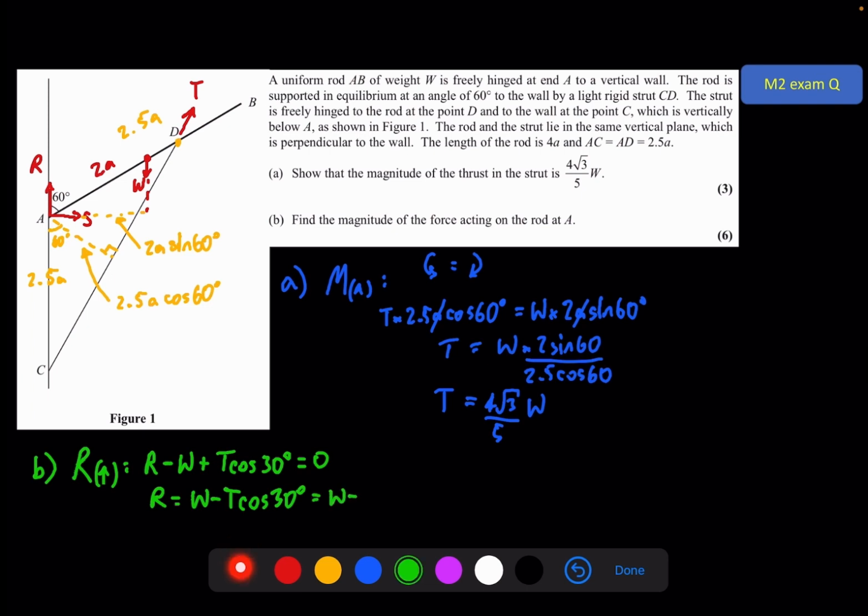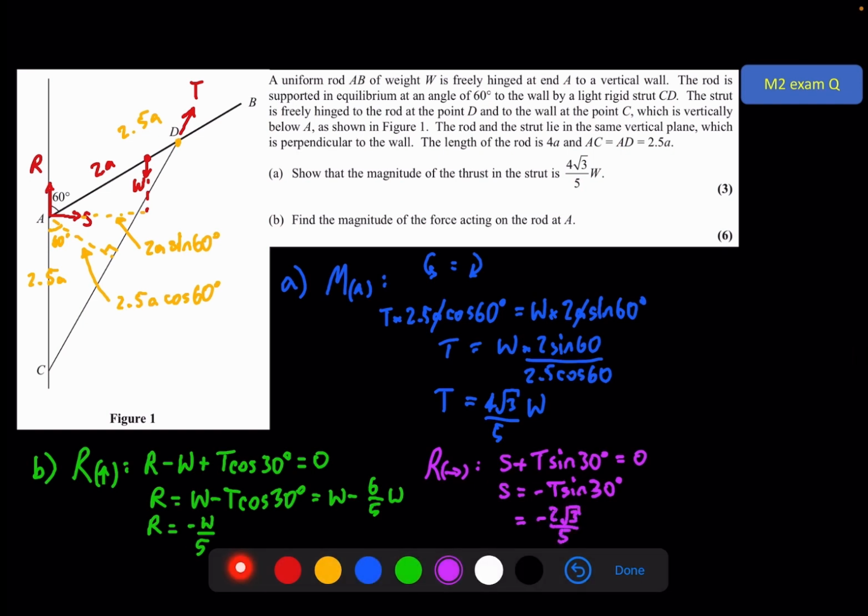So that becomes W minus 6 over 5W, which tells you that I also had R in the wrong direction. Minus W over 5. Interesting. So R should have been this direction, but that's okay because that's taken care of with the minus here. Resolving to the right, we've got S plus T sine of 30 equals 0. So S is equal to minus T sine 30, and we knew that would be a minus, that's not a surprise. And that gives us minus 2 root 3 over 5W.